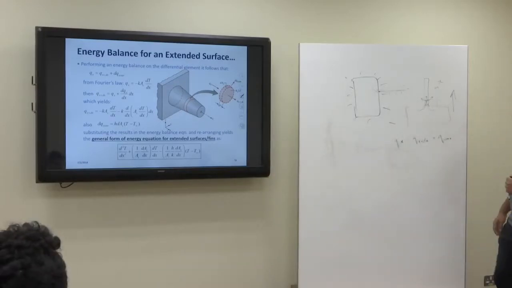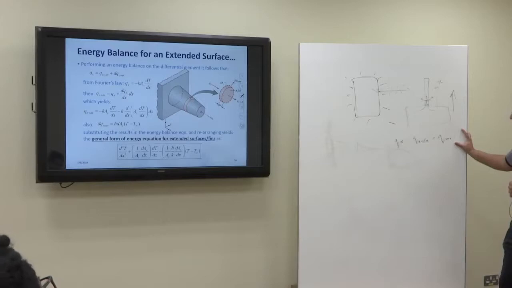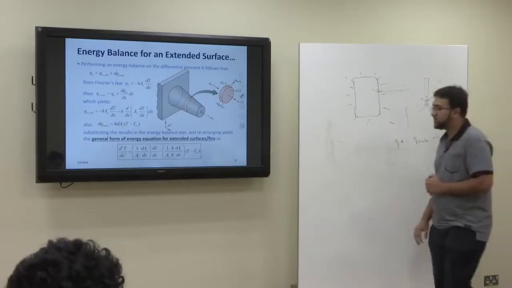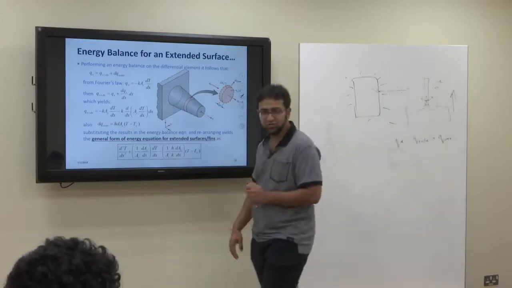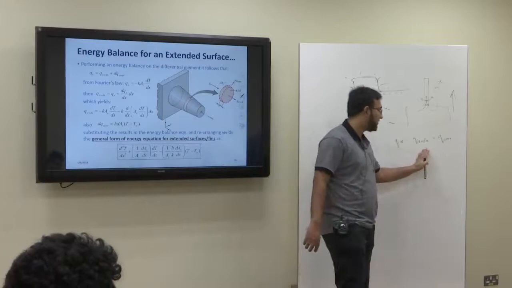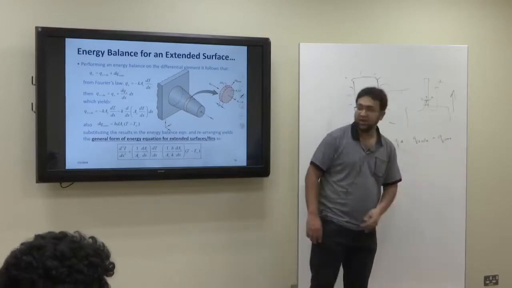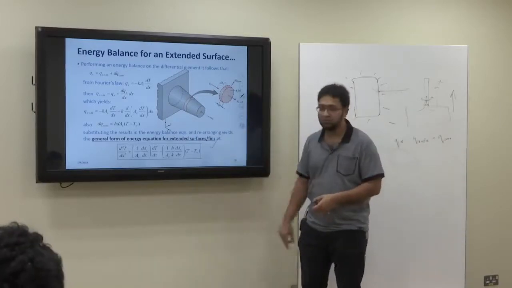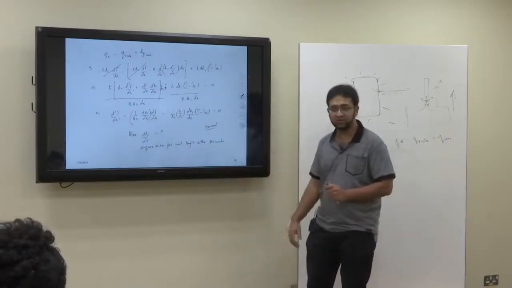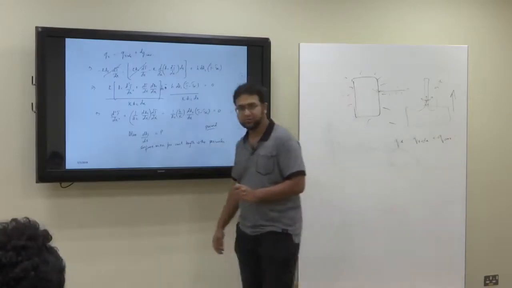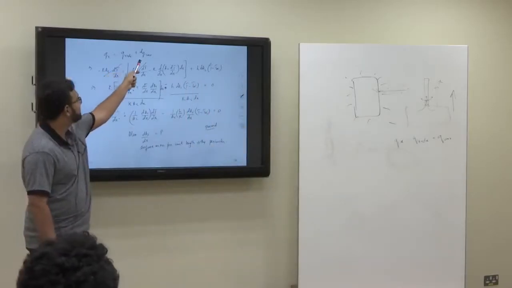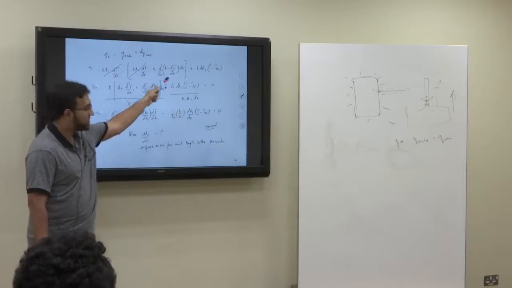Now we can substitute the values. If we substitute the values from Fourier's law and the Fourier expansion, and the Q convection, we end up with this result. Now this is actually done in my own handwriting here. So let's follow what we did. You see the same equation here: Qx equals Qx plus dx plus dq convection. This is the same equation here.